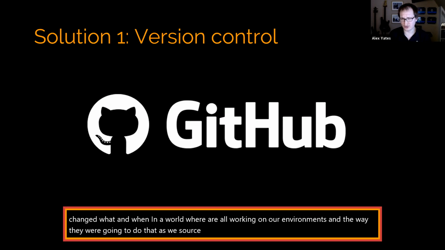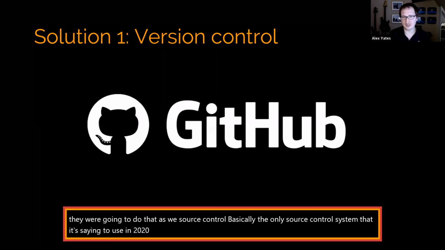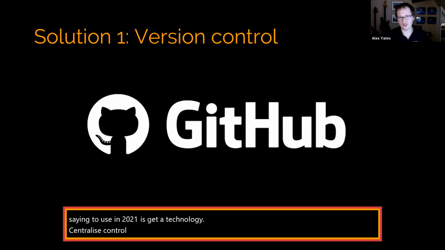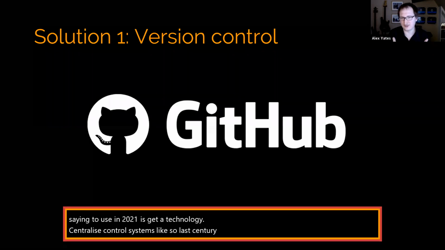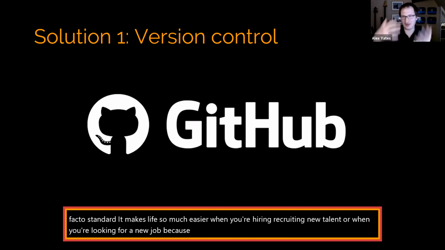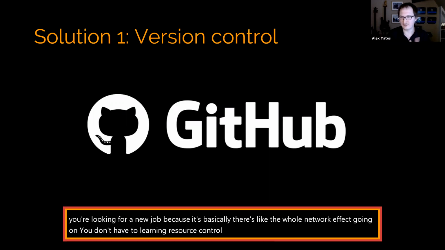Basically, the only source control system that it's sane to use in 2021 is Git as a technology. Centralized source control systems are so last century. Distributed, basically Git has become the de facto standard. It makes life so much easier when you're recruiting new talent, or when you're looking for a new job, because there's the whole network effect going on. You don't have to learn a new source control tool every time you go to a new job, and Git has basically won that war.